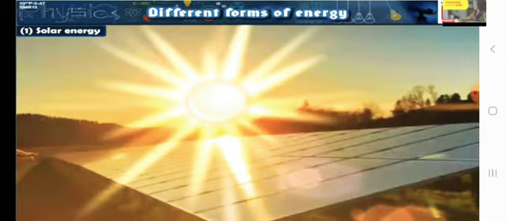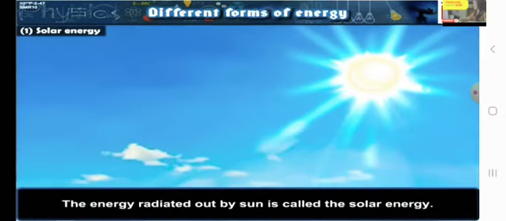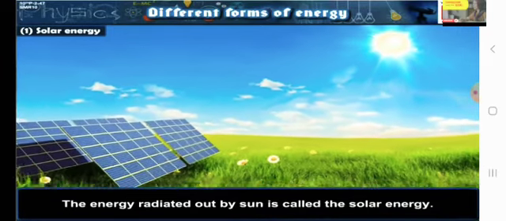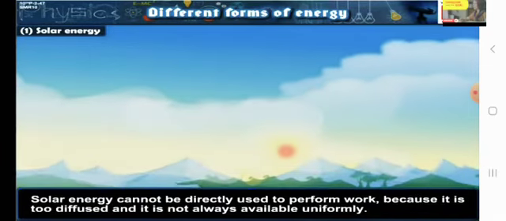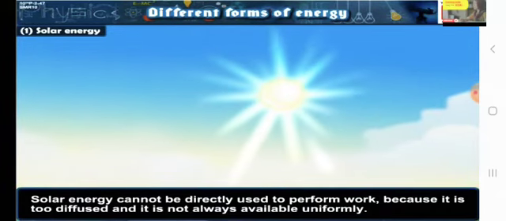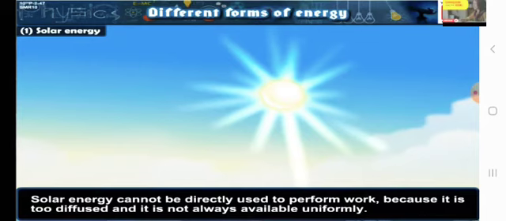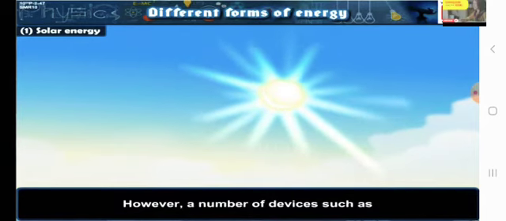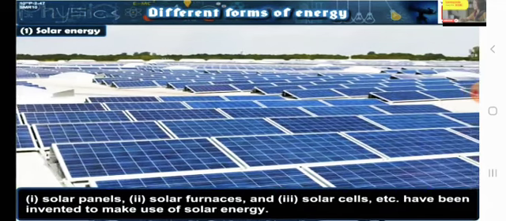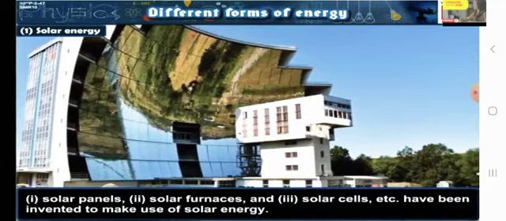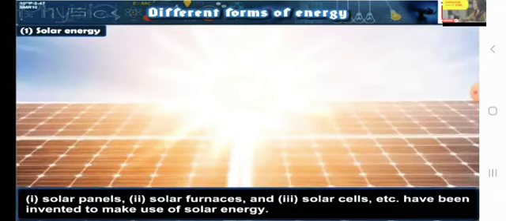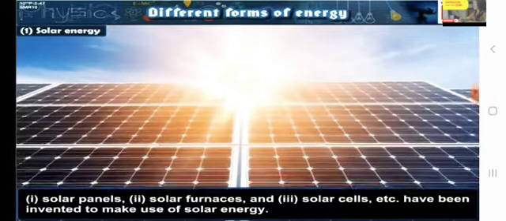1. Solar energy. The energy radiated out by the sun is called solar energy. Solar energy cannot be directly used to perform work because it is too diffused and it is not always available uniformly. However, a number of devices such as first, solar panels, second, solar furnaces, and third, solar cells, etc. have been invented to make use of solar energy.